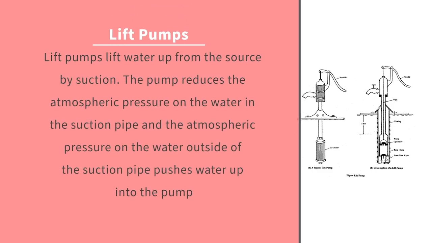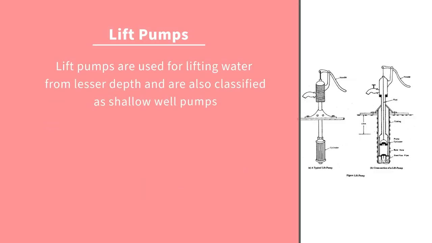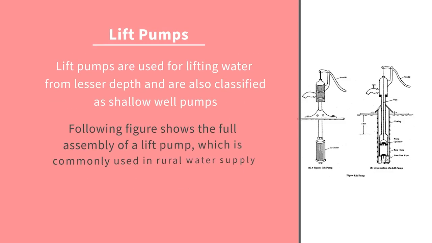Lift pump. It lifts water up from the source by suction. The pump reduces the atmospheric pressure on the water in the suction pipe, and the atmospheric pressure on the water outside of the suction pipe pushes water up into the pump. Lift pumps are used for lifting water from lesser depths and are also classified as shallow well pumps. The following figure shows the full assembly of a lift pump, which is commonly used in rural water supply.